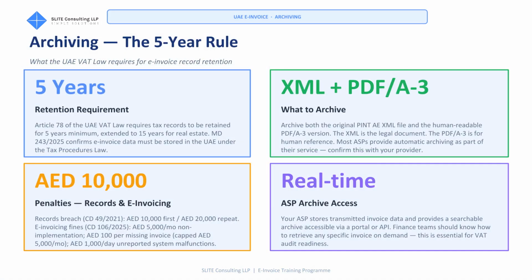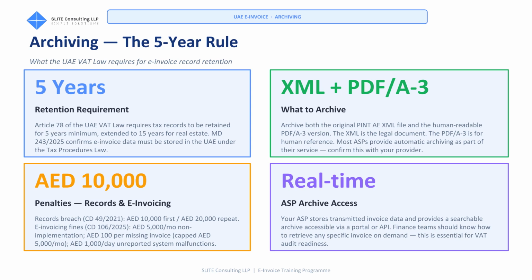The legal anchor for archiving is Article 78 of the UAE VAT law. 5 years minimum for tax records, extended to 15 for real estate. MD 243/2025 confirms e-invoice data must be stored inside the UAE under the tax procedures law. What to archive? Both the original .ae XML and the human-readable PDF/A3. The XML is the legal document. The PDF/A3 is for human reference.